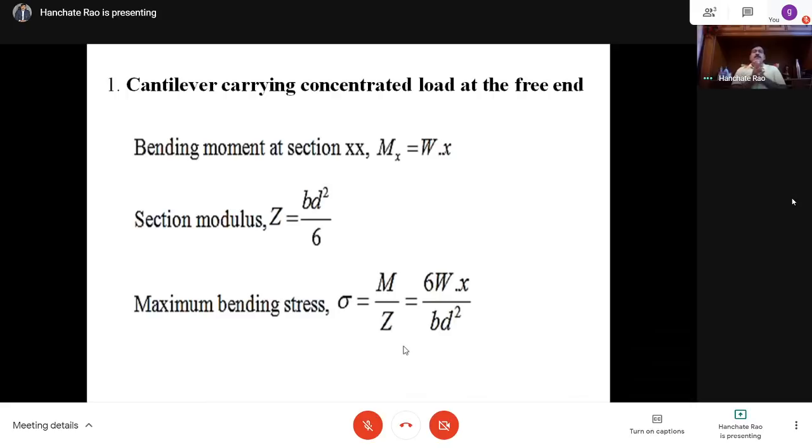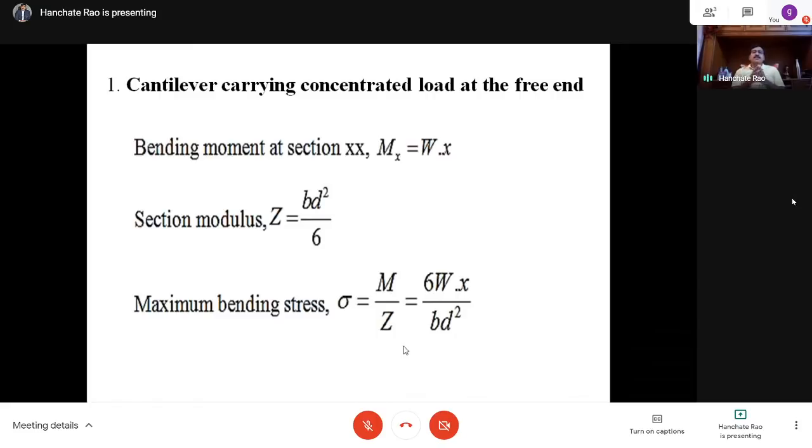Now let us take different types of examples for this type of beam. Beams of uniform strength is a very interesting topic, also for the examiners. A lot of questions come from this particular topic, so that is why I am focusing slightly more on it.